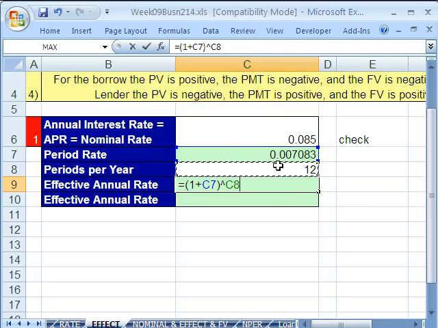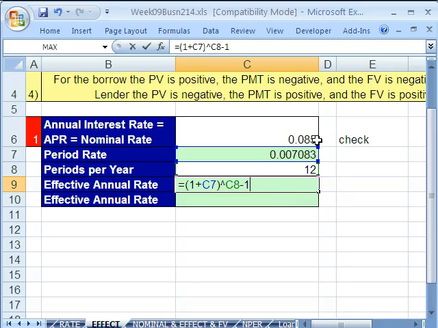That says, hey, take 1 plus all of those and do compounding 12 times. Now, when I control enter, it's going to give us 1 plus the interest rate. So I'm going to hit F2, and then you actually have to subtract 1. That's the formula, and in some circumstances, you have to use that one when calculating an effective rate.